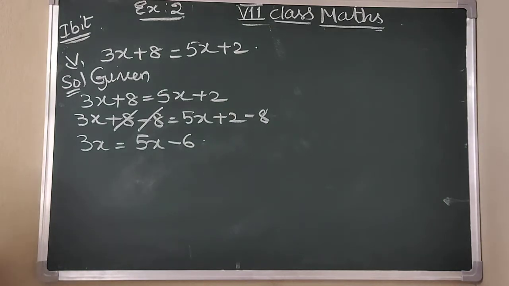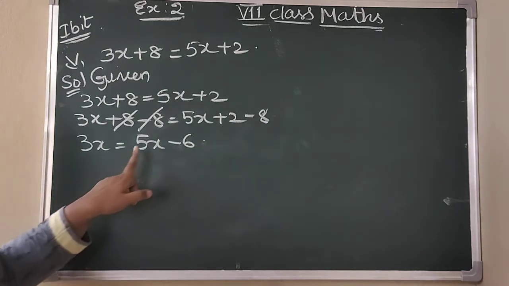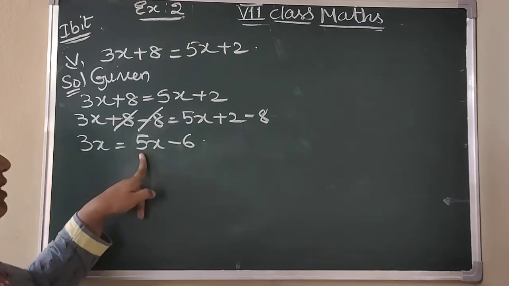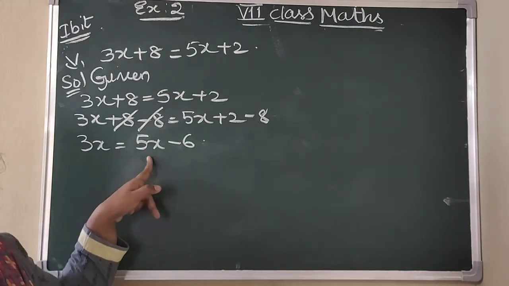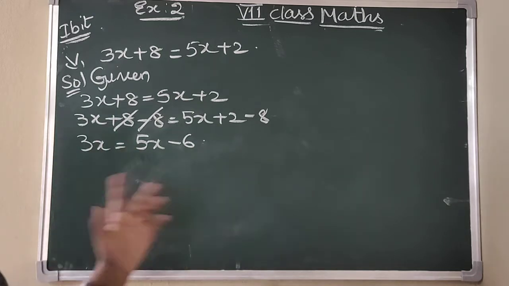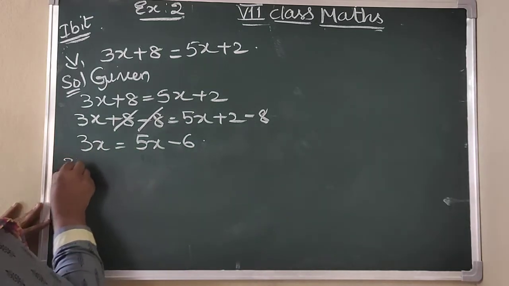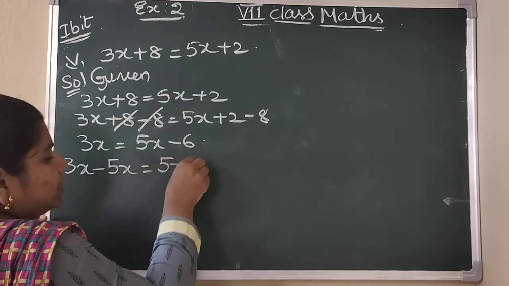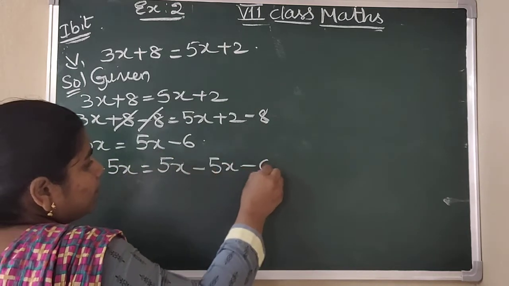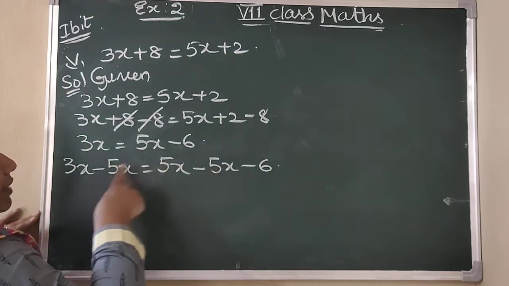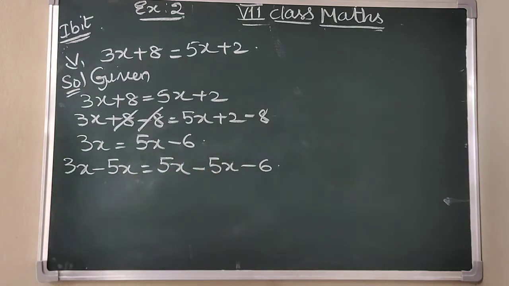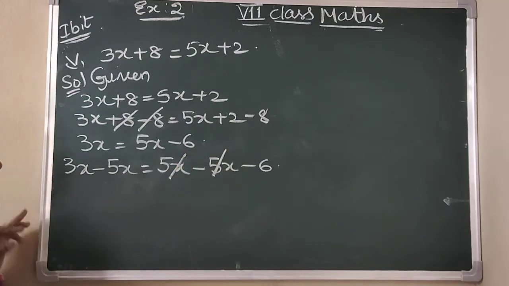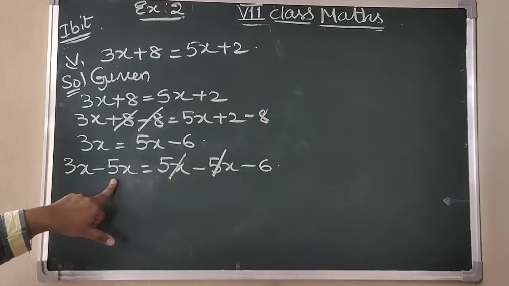Okay. Now which value do I have to eliminate? I want to eliminate this 5x. What am I doing? This 5x is a plus value. For eliminating this 5x, I have to subtract 5x on both the sides. So 3x minus 5x is equal to 5x minus 5x minus 6. So I have subtracted 5x on both the sides. So here plus 5x minus 5x will get cancelled. 3 minus 5, how much is 3 minus 5?